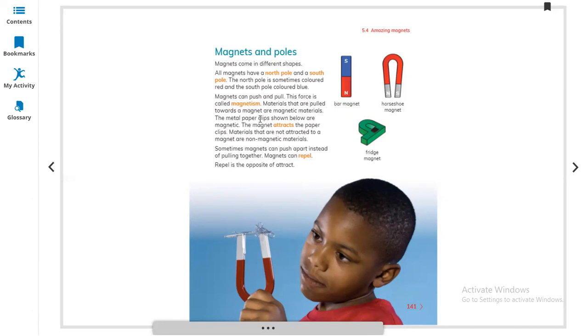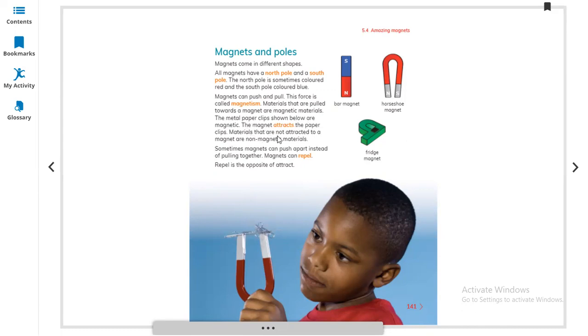Material that is pulled toward a magnet is magnetic material. When you take a magnet and bring it near things like iron, which are attracted to the magnet, these are magnetic materials. So the metal paper clips shown below are magnetic. You can see in the picture a boy holding a magnet in his hand, and different iron or metal clips. So this is magnetic force. The magnet attracts the paper clips.